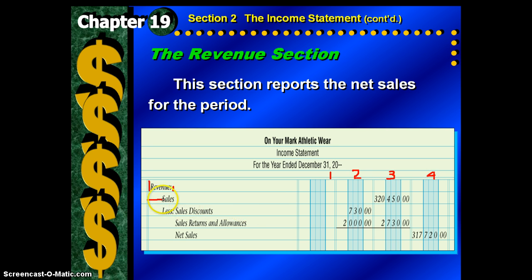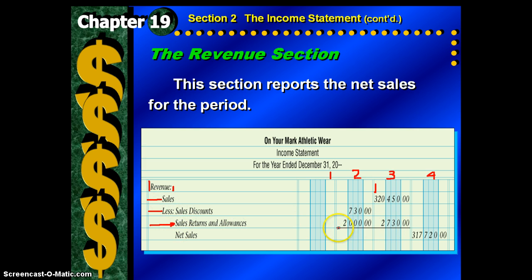All right, so we are going to put in sales, and we're going to use the third column to enter the amount of sales that we have for the period. After we have sales, we go to the next line. We are going to indent under sales, and we are going to put less colon, which means that we're going to have some things underneath it. So we're going to start out with sales discounts. Sales discounts, we're going to use the second column, put that entry in there. Underneath that, we're going to include sales returns and allowances. Again, we're going to reduce our sales by these 2 amounts.